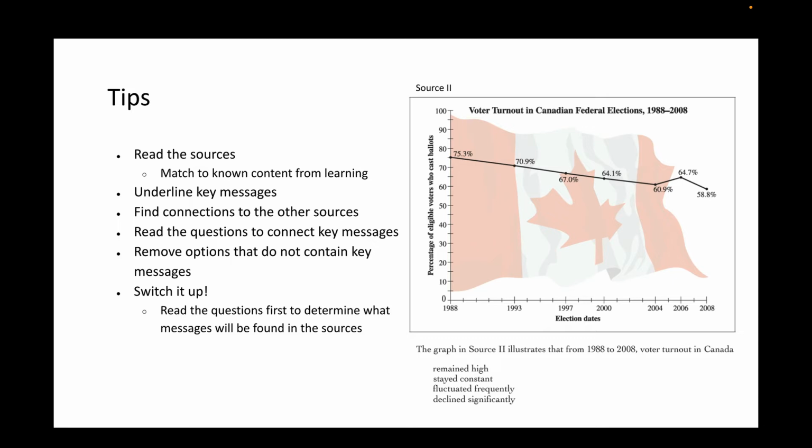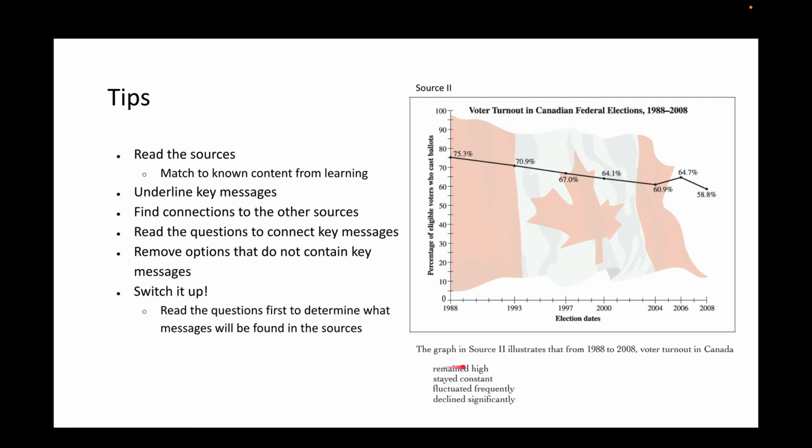The graph in source 2 illustrates that from 1988 to 2008, voter turnout in Canada remained high, stayed constant, fluctuated frequently, or declined significantly. This is where knowledge of content comes in. At first glance, one would say that 75.3% is high voter turnout. If you remember from class, though, if you are taking a Social 9 class, you know that 75.3% is a healthy voter turnout, but it's not a high voter turnout. And it didn't remain high because 75.3 is much higher than 58.8.